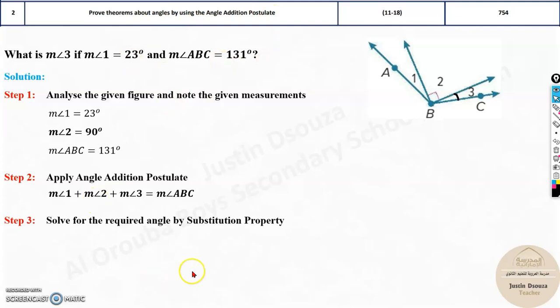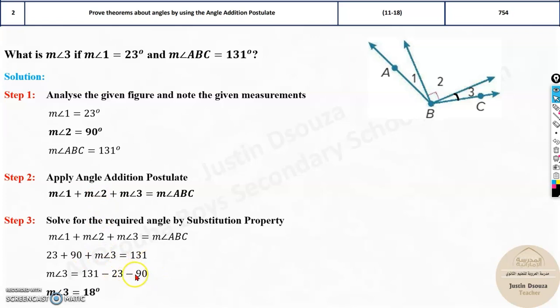And then what you do is just simplify and solve. This is by the substitution property, where we substitute all that we know and find the unknown. So 131 minus 23 minus 90 will give you 18. And that is it. That is the answer.